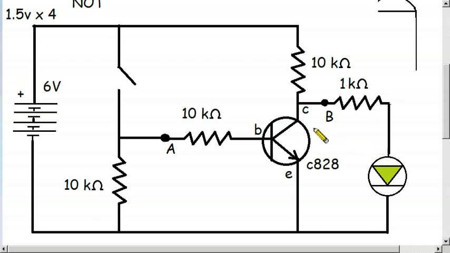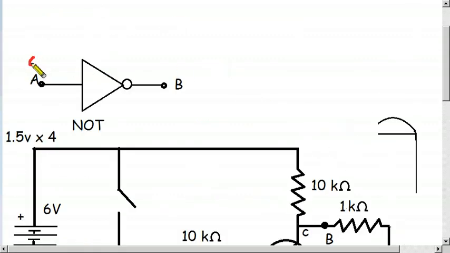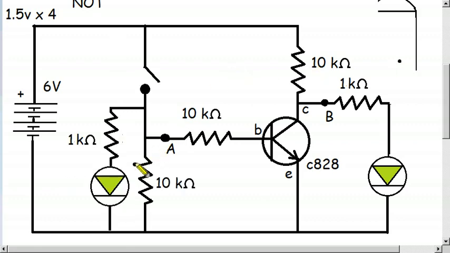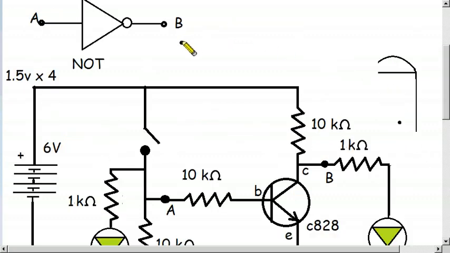So you can experiment with this. When input is 0, output is 1. Using this LED, you can also fix an LED to this input, then you can see whether the input is high or low. So the final circuit is like this. When you switch on, this LED lights up and this LED goes off. When you put off this switch this way, then this LED goes off and this LED lights up. So that is the function of this NOT gate circuit.